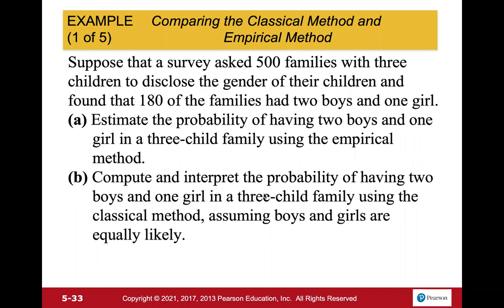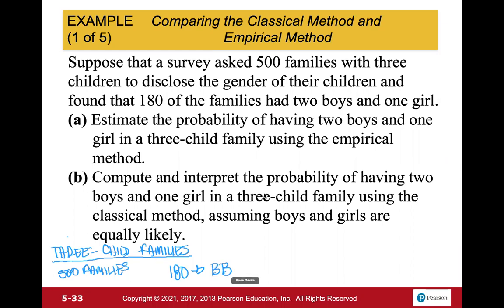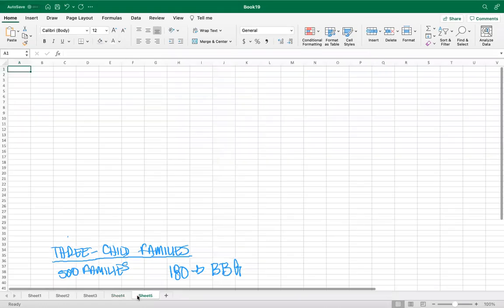All right, so what we need here, let's grab all the necessary information. So we have 3-child families. Let's write that part down first. 3-child families. And that's the main thing here. So 500 families were surveyed to disclose the gender of their children, and found that 180 of the families had 2 boys, 1 girl. So 2 boys, 1 girl. Let's use Excel to help us out with this.